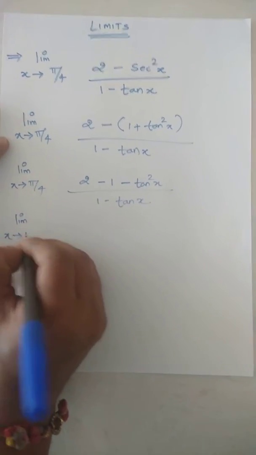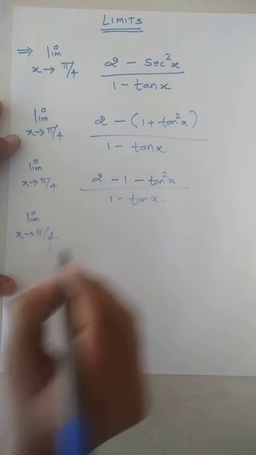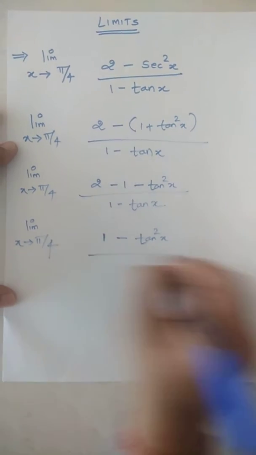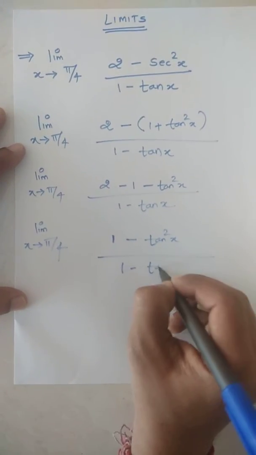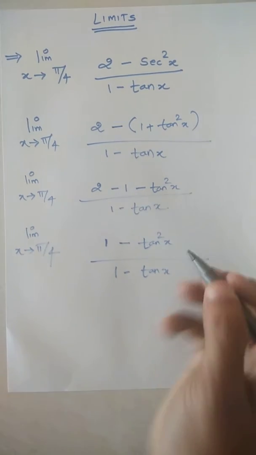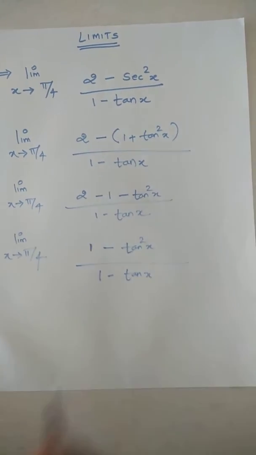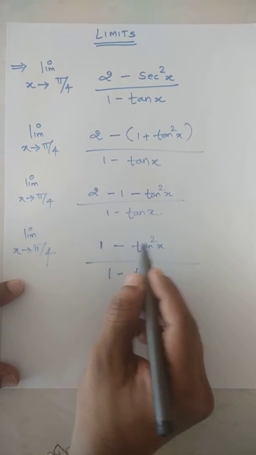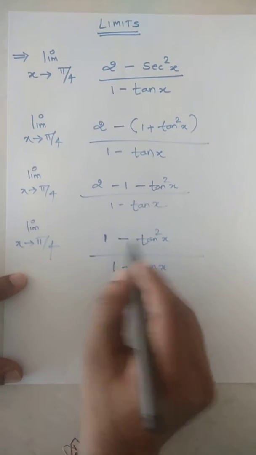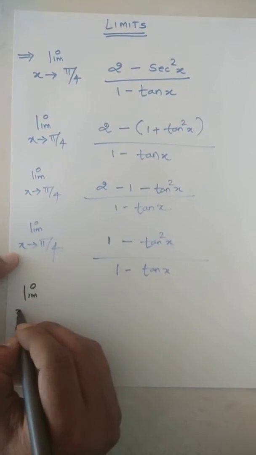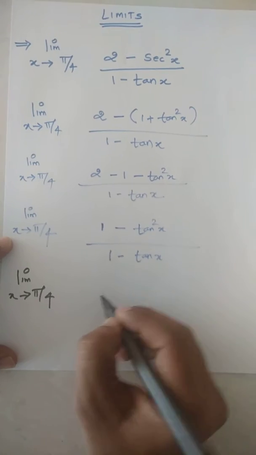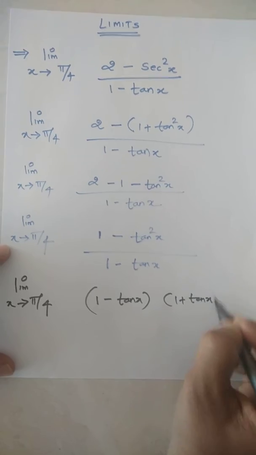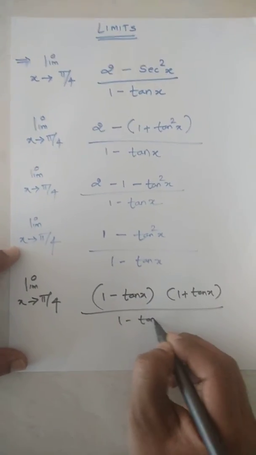The limit as x tends to pi by 4, so here 2 minus 1 is 1, minus tan square x upon 1 minus tan x. In this case 1 minus tan square x is nothing but 1 square minus tan square x. So we can use the formula a square minus b square. So (1 minus tan x)(1 plus tan x), and the denominator 1 minus tan x.